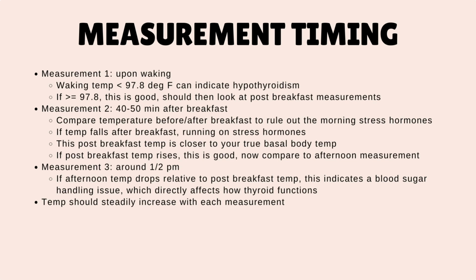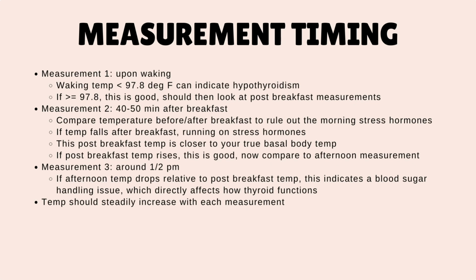So we'll now walk through an example measurement template. So first, obviously, the upon waking body measurement, and a waking temp less than 97.8 degrees Fahrenheit can indicate hypothyroidism. And if it's greater than 97.8 degrees Fahrenheit, let's look at post-breakfast measurements to see what's up. So a good second measurement would be 40 to 50 minutes after breakfast. So you're going to compare the temperature before and after breakfast to rule out whether or not you are running on stress hormones in the morning.